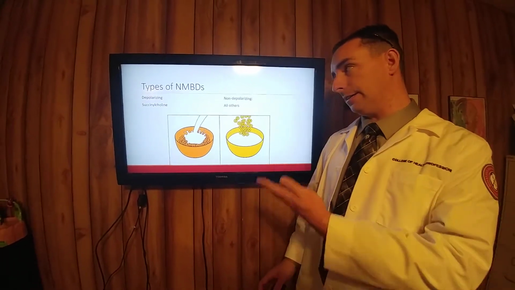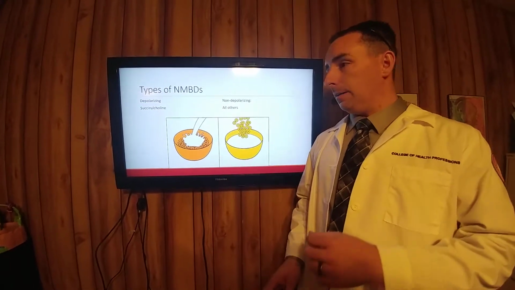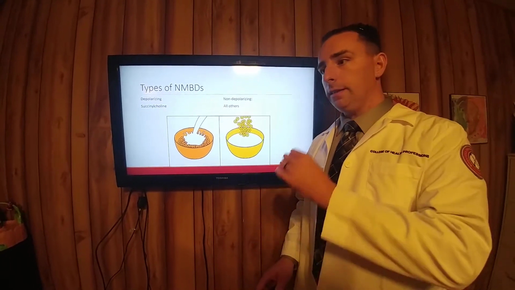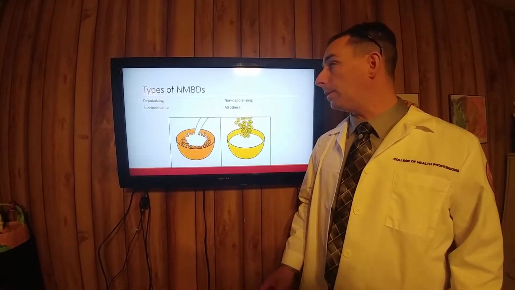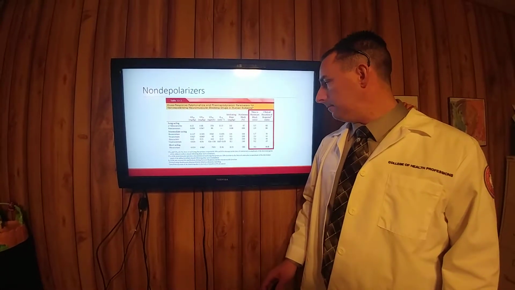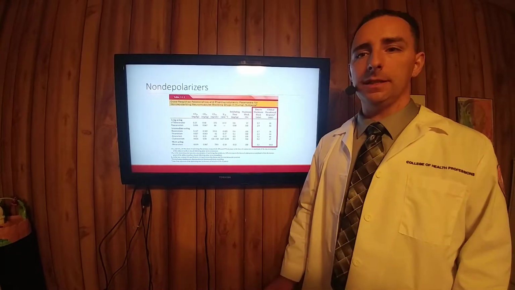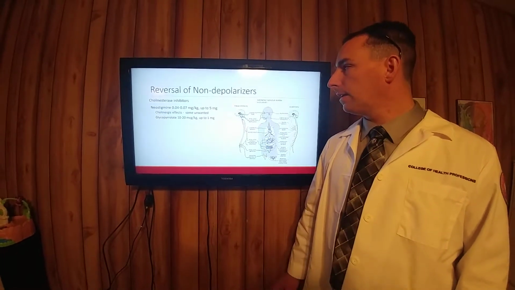So there are two different kinds. I already talked about that. One of them stops the acetylcholine. The other one makes the lock stay open. Just different time frames that some of these drugs can work.